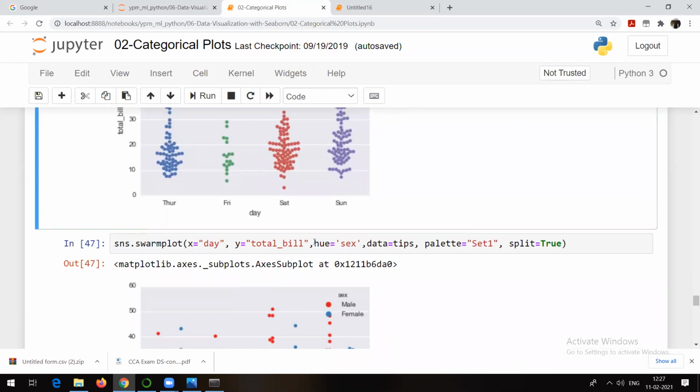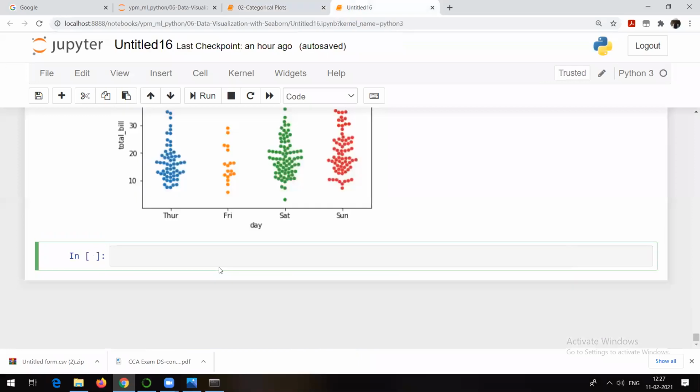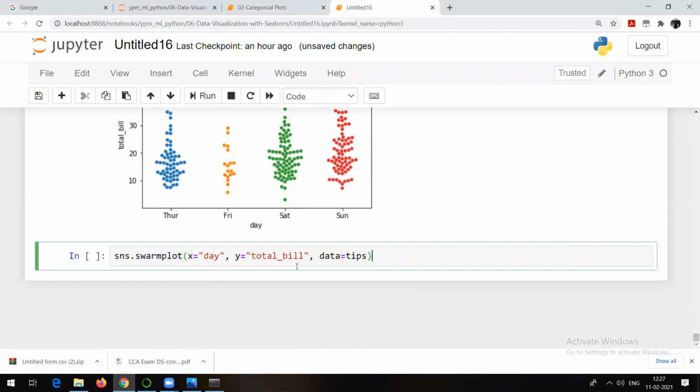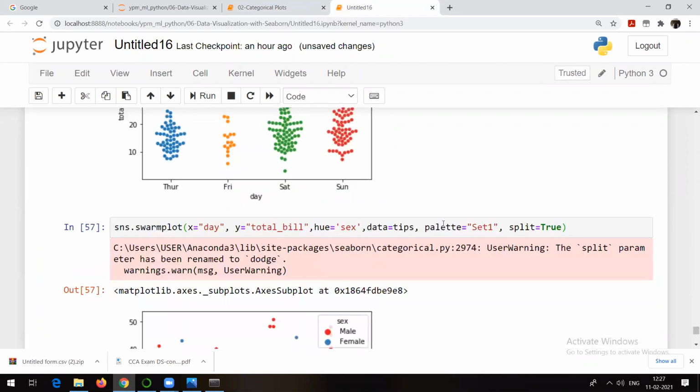Now you have different parameters like the hue parameter, right? Then split is also there in case of swarm plot. Let me give one example here. See, now you will be able to understand this particular term. I hope you will be able to understand each and every parameter from this particular swarm plot. See, what are we using? X-axis, Y-axis, hue parameter, data, palette, and split. Split equal to true. So you will be able to see the swarm plot here. So instead of split, let's make it dodge.